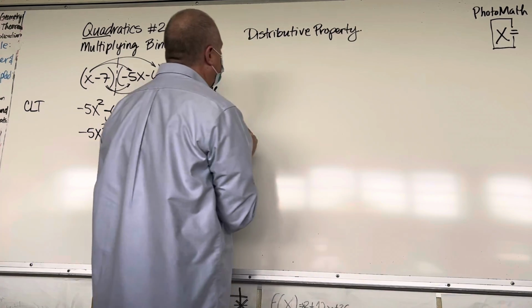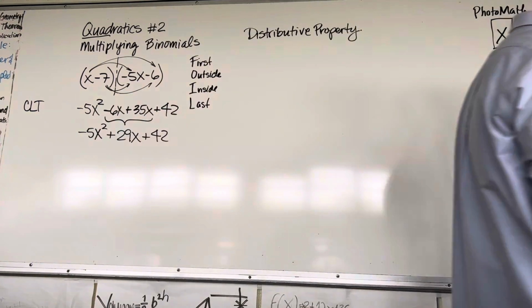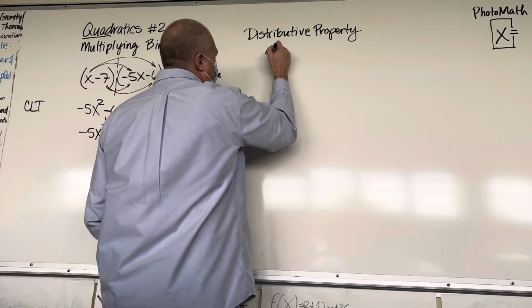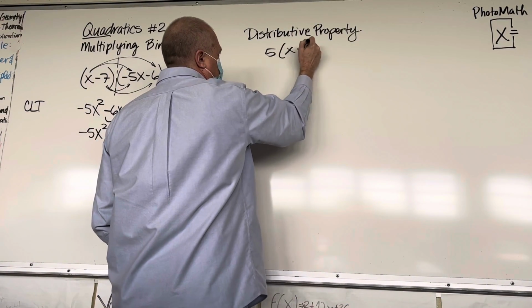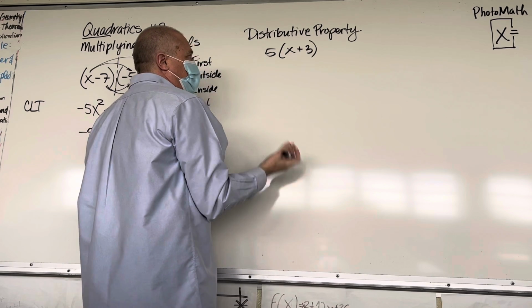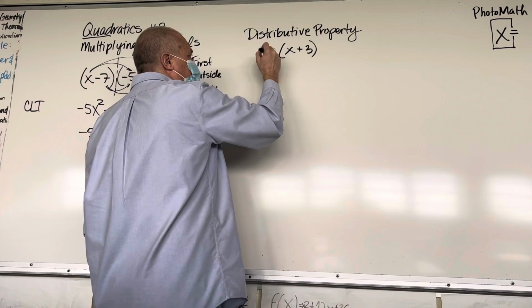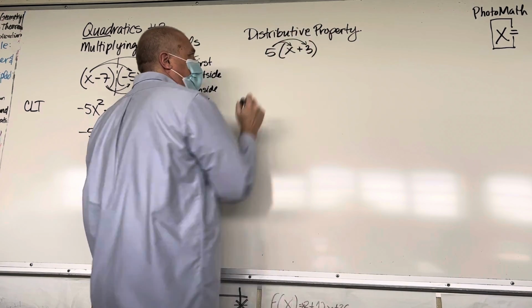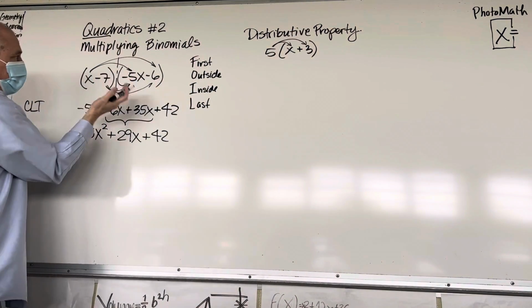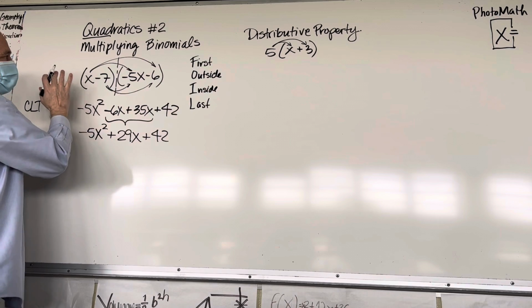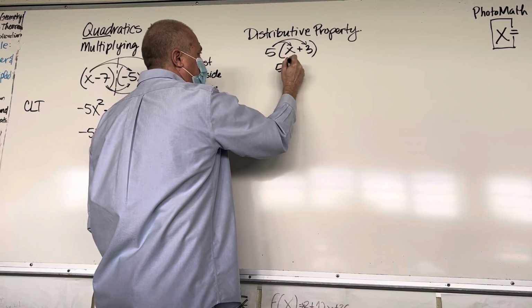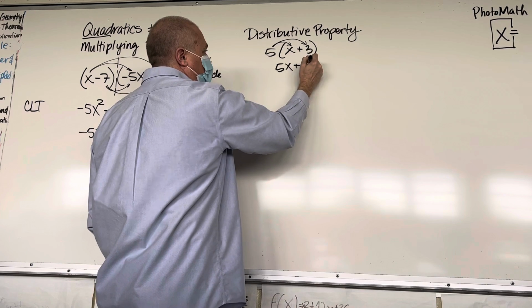Okay, so the example in the notes is simple at first. 5 times x plus 3. Say we have a 5, it's times x plus 3. Distributive is the idea that the 5 needs to get multiplied by the x, and the 5 needs to get multiplied by the 3. That's what's happening here in FOIL. But if you think about another way, so what happens? 5 times x is 5x. 5 times 3 is 15.